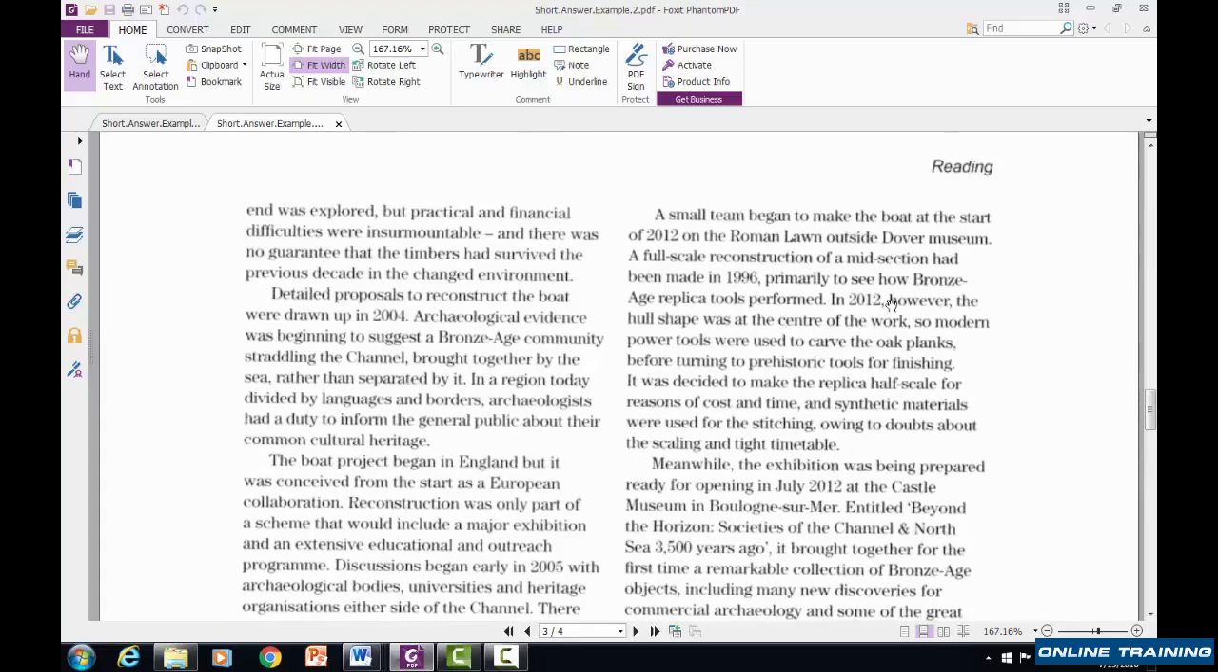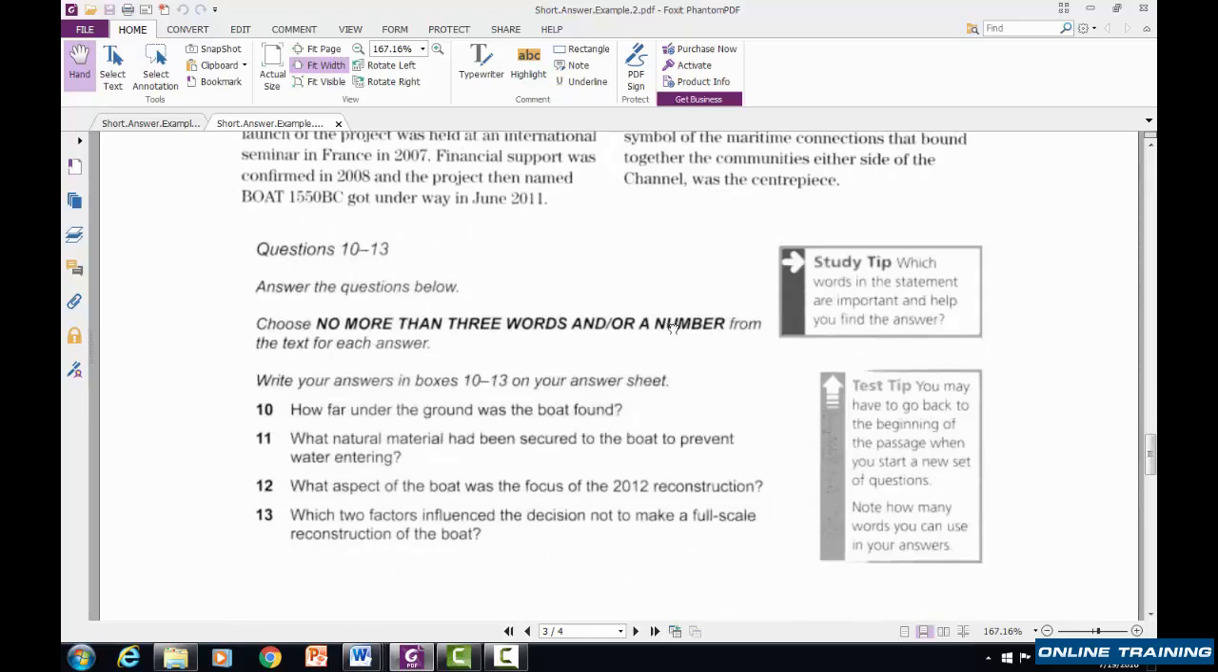All right, so our answer is in this sentence right here, and I'll explain why. "In 2012, however, the whole shape was at the center of the work." The words "center of the work" are a synonym for the word "focus" in the question. So our answer is whole shape. Whole shape was the focus. Whole shape was the center of the work. So it's all about being able to find that synonym language. Our answer for number 12 is whole shape.